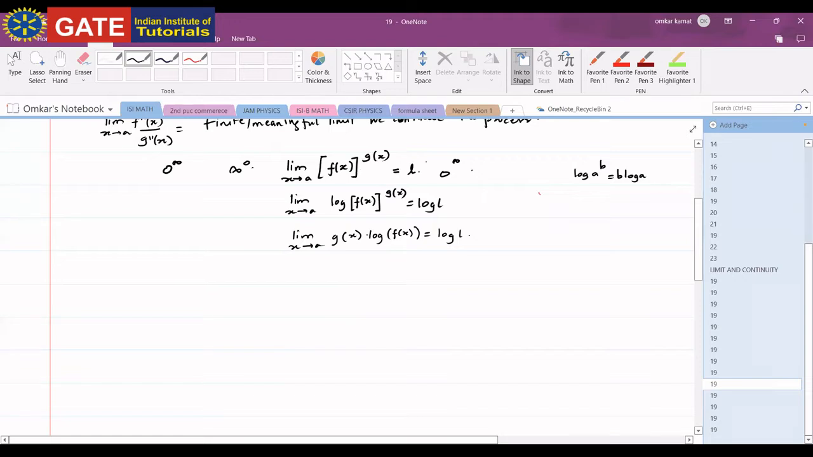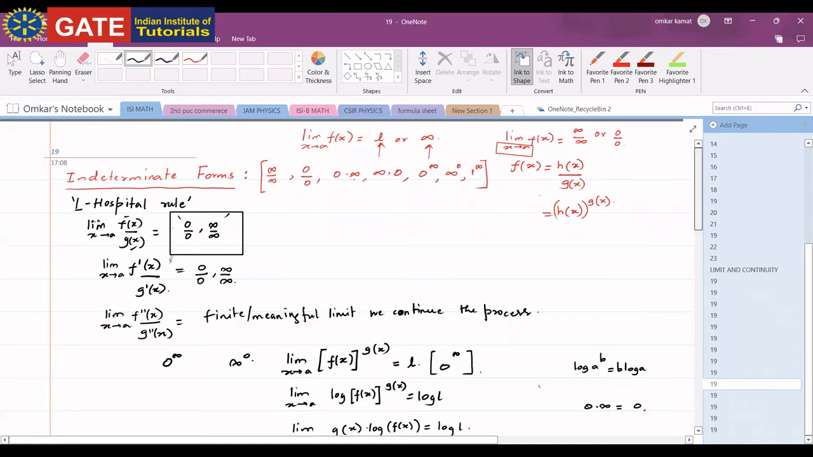On applying the limit, we will get LHS will be 0. How? Because one term is 0, the term inside the log, and log of that is 0. So this will be 0 into infinity. No, sorry, it is an indeterminate form again.